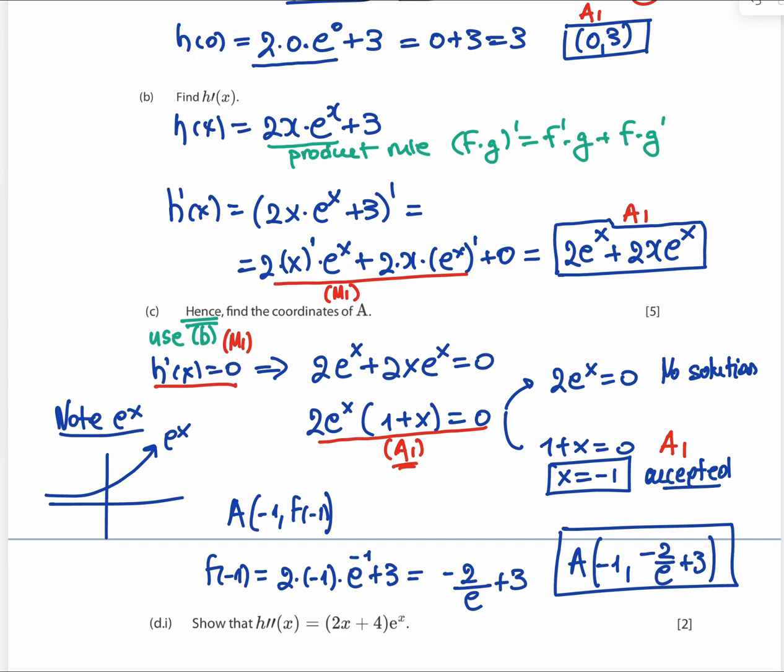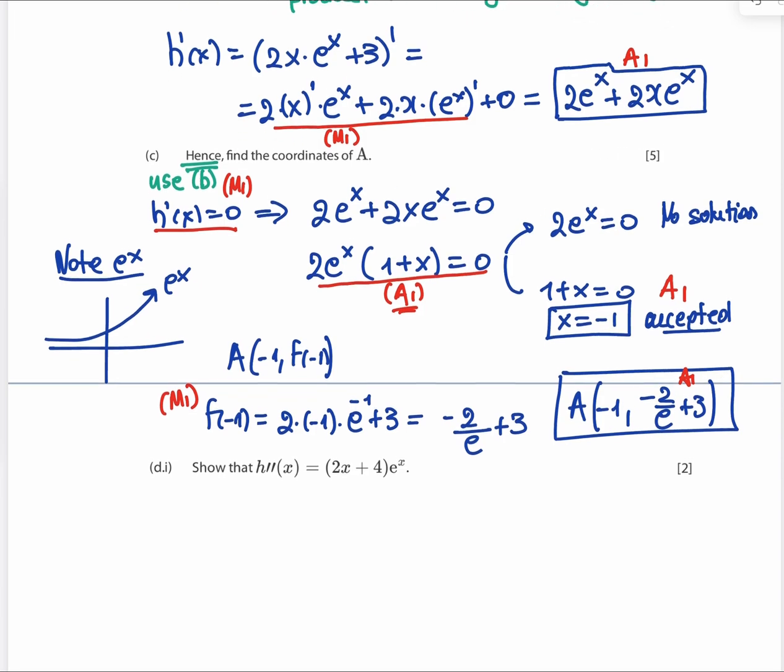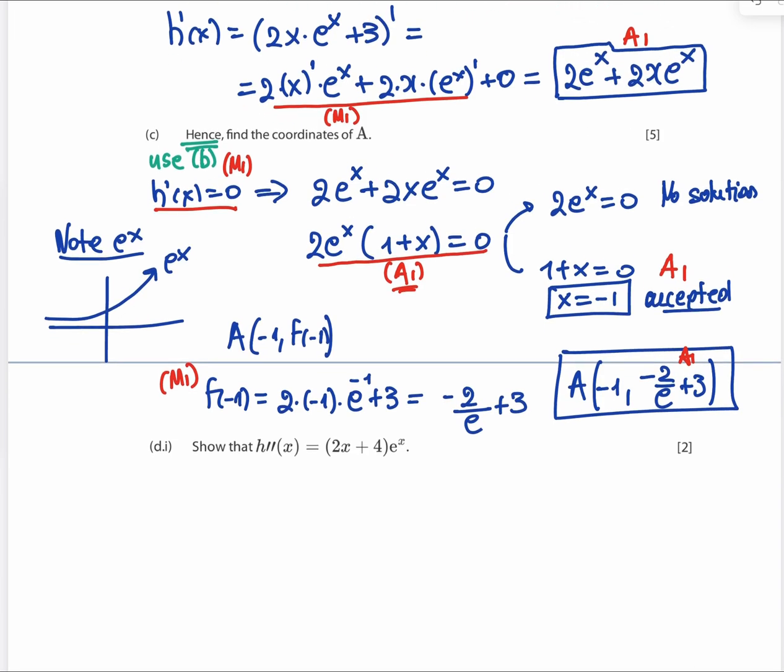So there's 3 marks up to this point. The 4th mark would come by substituting the f of -1, and that's going to be another method mark. And then the final answer will get a mark as well for the corresponding value of y. And these are the 5 marks. Moving on, we already have the first derivative, and we can see it up here. And we've been asked to calculate the second derivative, so we're going to move on with that.